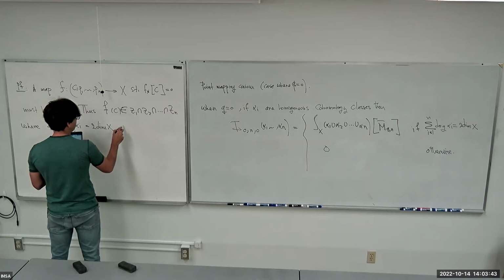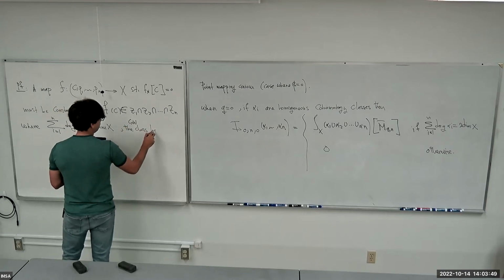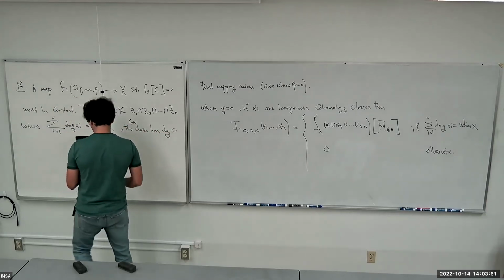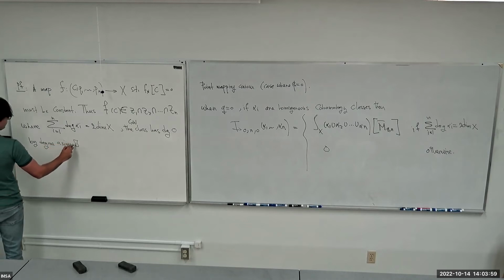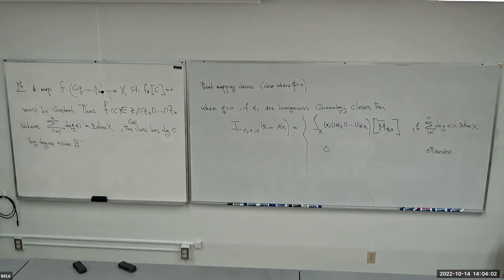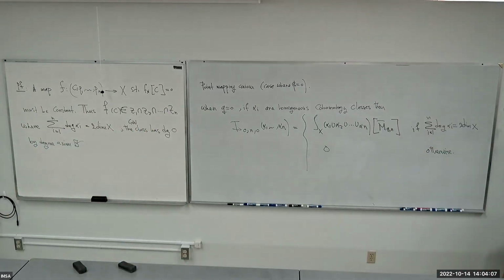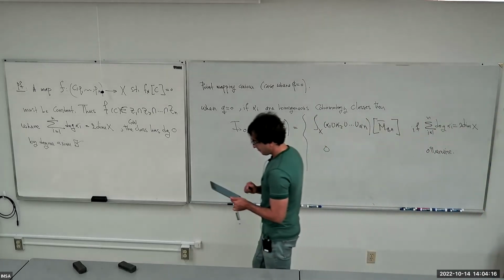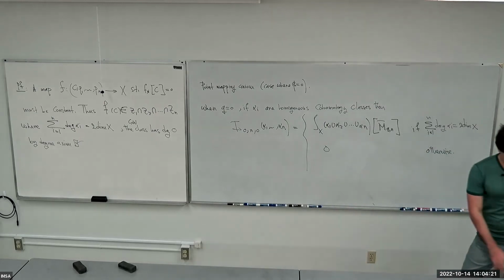So this Gromov-Witten class has degree 0 by the degree axiom. Okay, so that's what it is. So this is why this result holds.